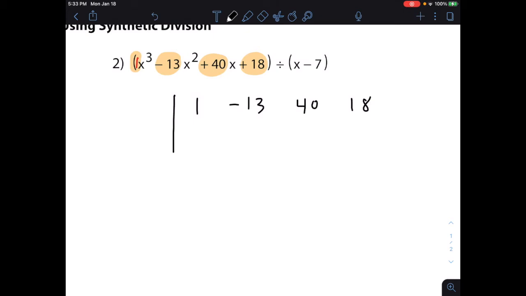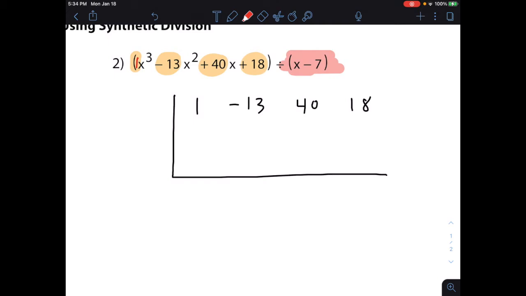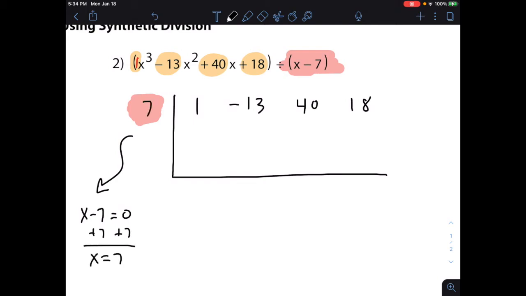And I'm going to draw a large upside down division symbol. This is similar to the long division symbol, but it's upside down now and quite a bit larger. Then I'm going to use the binomial to come up with a number that's going to go right there. To find that number, I take my binomial x minus 7, set it equal to 0, and solve for x. All I have to do is add 7 to both sides and I get x equals 7. So I'm going to put a 7 inside that red highlighted area.